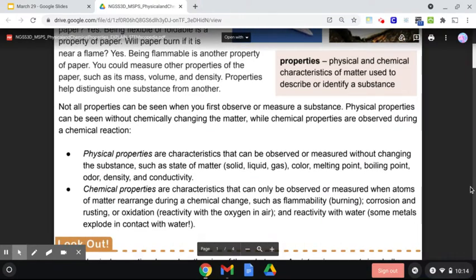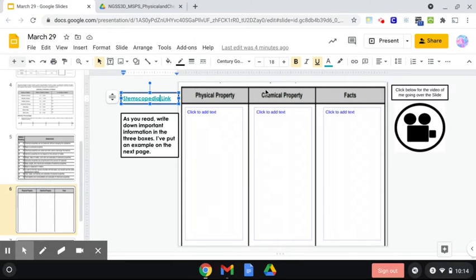Physical properties are characteristics that can be observed or measured without changing the substance, such as state of matter, solid, liquid, gas, color, melting point, boiling point, odor, density, and conductivity. This would be a really awesome thing to jot down under physical property.